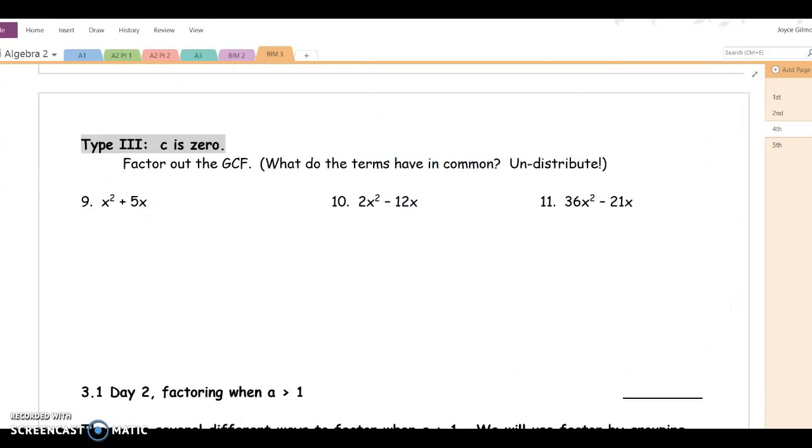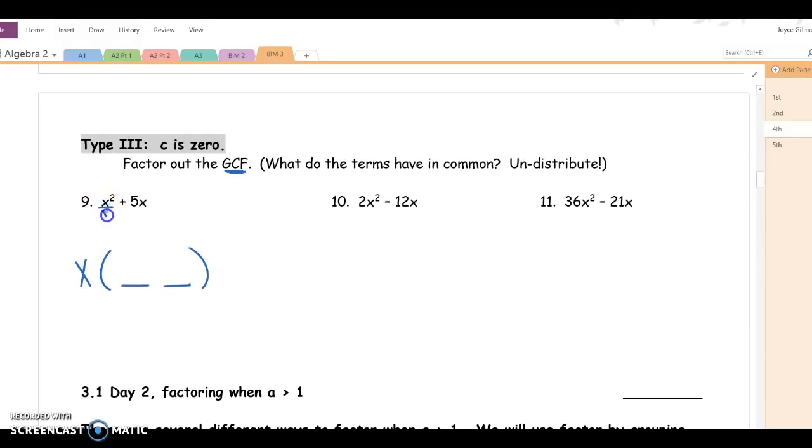If you don't have a c term, you're going to be factoring out the greatest common factor. So let's think about x squared and 5x. What do x squared and 5x have in common? They have x in common. Basically, factoring out the greatest common factor is like undoing the distributive property. So you're finding something that they have in common that you could divide out of both of them.